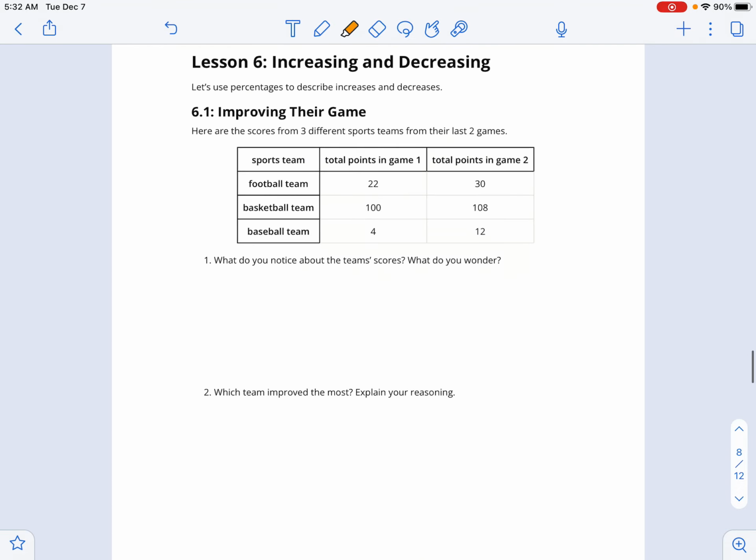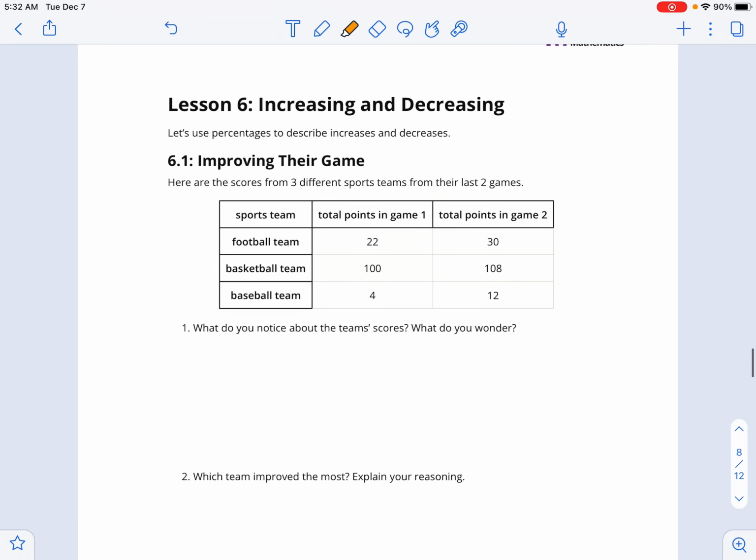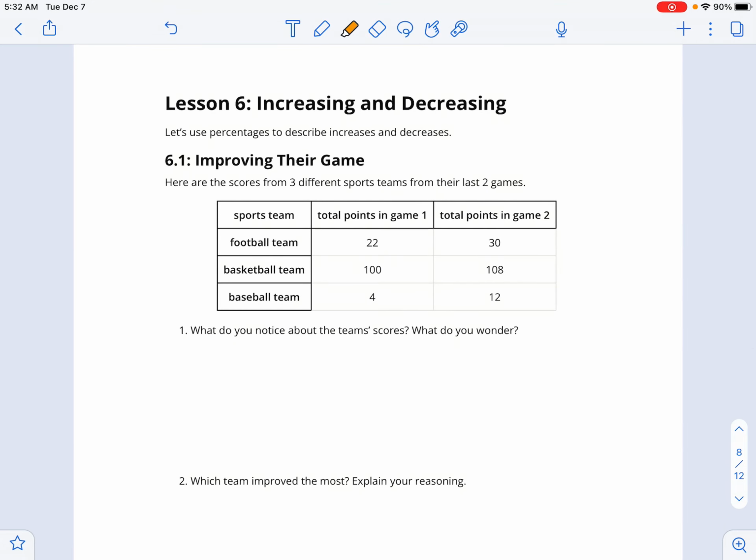I'm skipping ahead to show you what your first page looks like. It looks like this. This will be slide 4 in ClassKick. So take a second and get yourself to slide 4 in ClassKick.